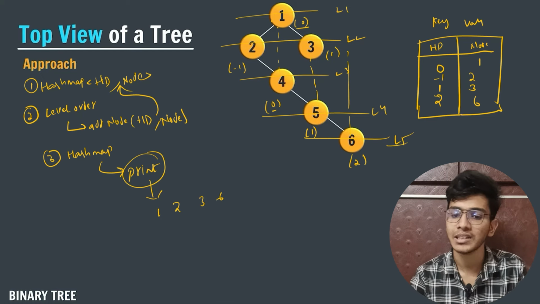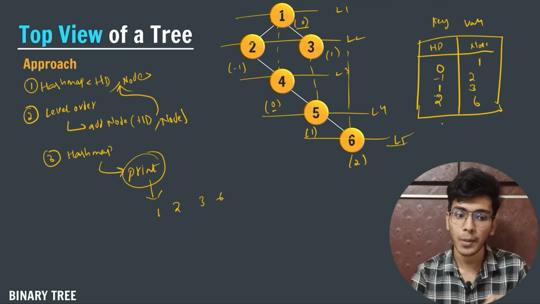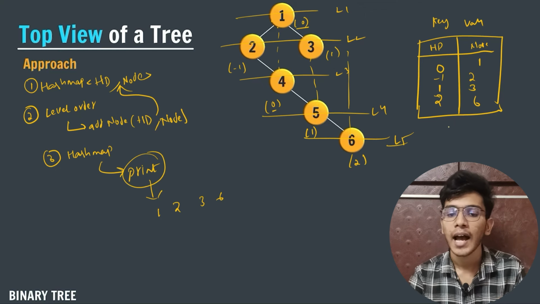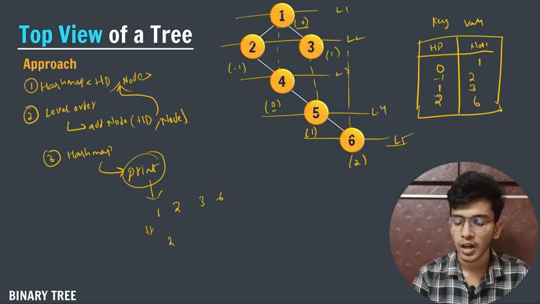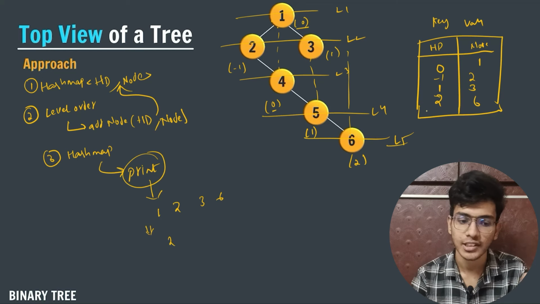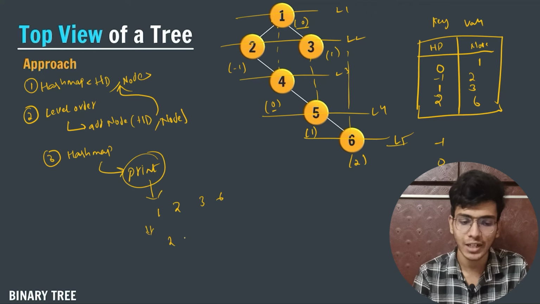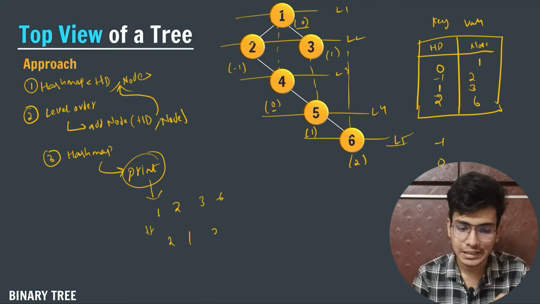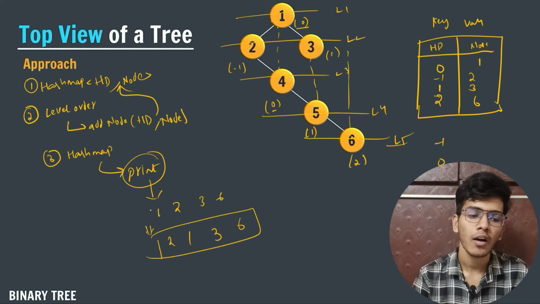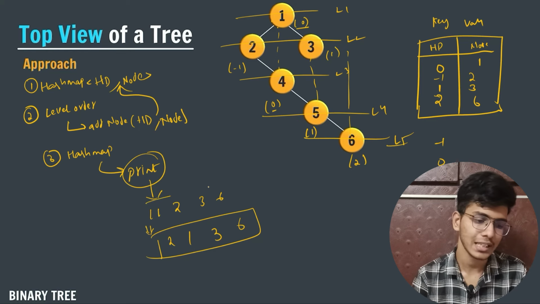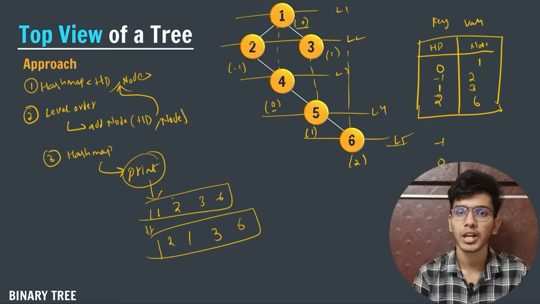Or I can sort this. I can sort this horizontal HashMap, and as I sort, I will take the minimum value. So my output will become 2. According to the key, I will sort the elements. So -1, 0, 1, 2, right? So 2 will come first, after that 1, after that 3, after that 6. So this will be my output, or if I don't want to sort anything, then this is also fine. This will become my output.